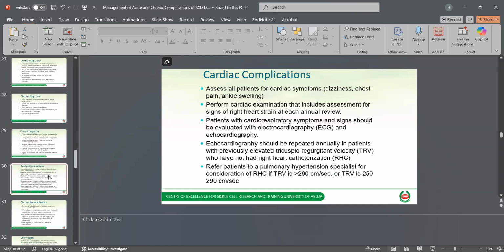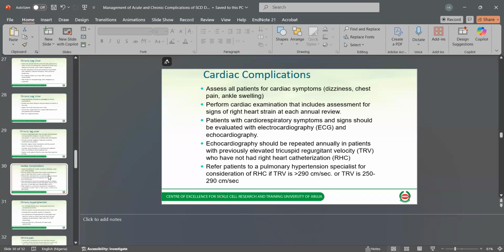Cardiac complications. For this, we assess all patients for cardiac symptoms, which include dizziness, chest pain, ankle swelling. Perform cardiac examination that includes assessment for signs of right heart strain at each annual review. Patients with cardiorespiratory symptoms and signs should be evaluated with electrocardiography, ECG, and echocardiography. Echocardiography should be repeated annually in patients with previously elevated tricuspid regurgitant velocity who have not had right heart catheterization.